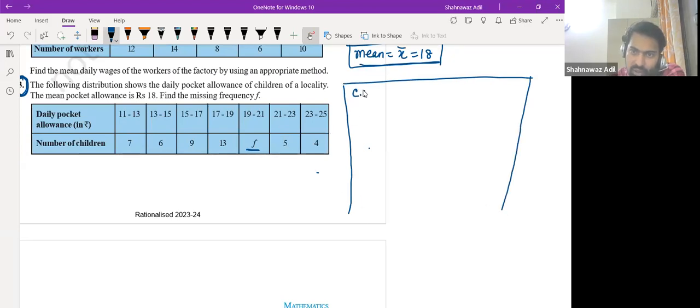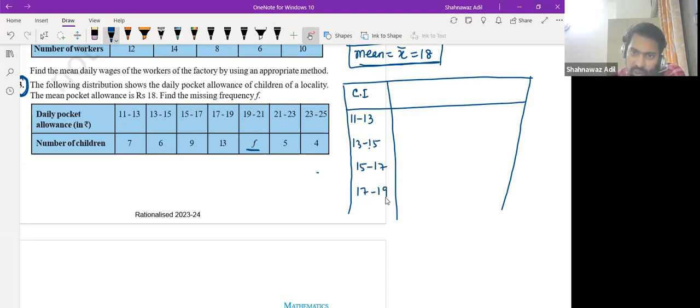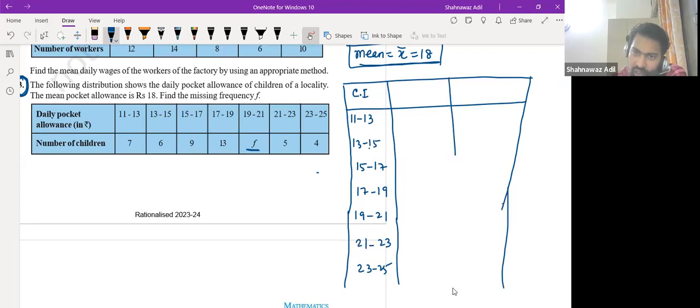right? So this is 11 to 13. This is 13 to 15. Then 15 to 17, 17 to 19, 19 to 21, 21 to 23, and 23 to 25. So these are the things which are given, right? And what are the frequencies? So 7, 6, 9, 13, f, 5, 4, right?